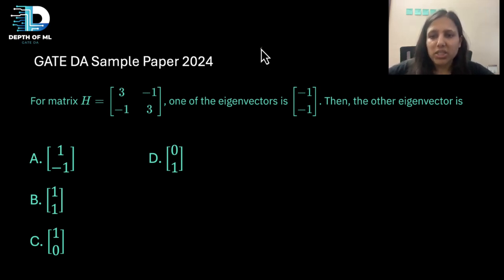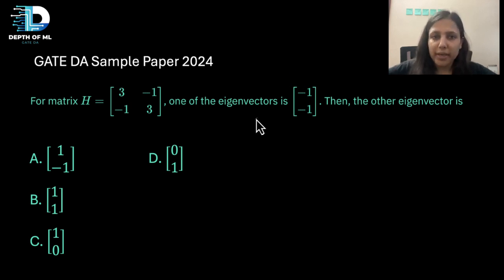Today we'll be solving this question that was there in the sample paper for GATE TA that was provided by ISC in 2024. So let's see how to solve this question. Given the matrix H, it's a 2 cross 2 matrix. One of the eigenvectors is -1, -1. Then the other eigenvector is... So they're asking for the other eigenvector. They have already given you one of the eigenvectors, okay?